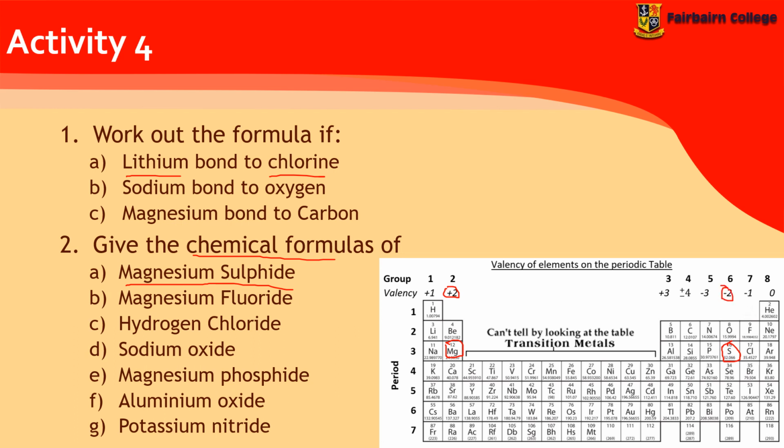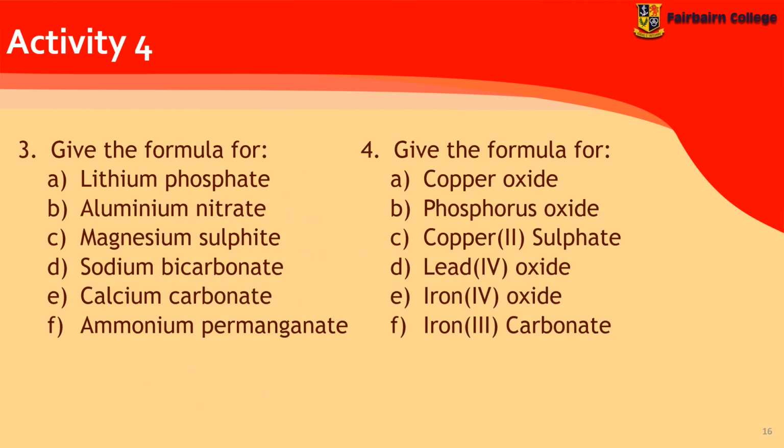Okay, then the next activity, or rather a continuation of the activity, so numbers 3 and 4, give the formula for lithium phosphate. So in this case, we work with polyatomic ions. So I'm giving you a tip there. So all of these are polyatomic ions. So you go to that section of the notes or of this video and go look them up.